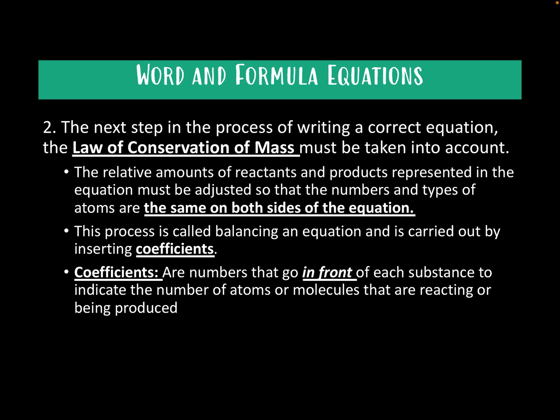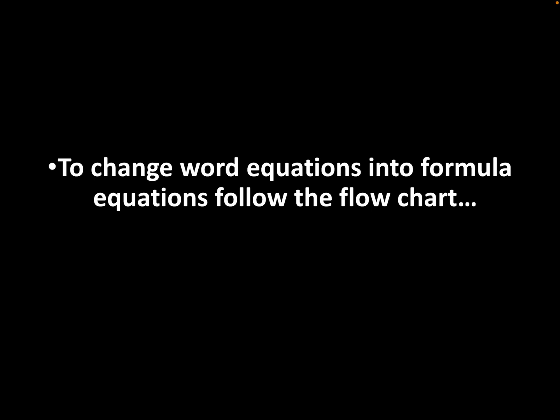Now again, coefficients go in front of each substance and they're going to multiply. So if I have 2 H2O, then 2 times 2 hydrogens gives us 4 hydrogens, and then 2 times 1 oxygen gives us 2 oxygens. So to change word equations into formula equations, follow the flow chart.